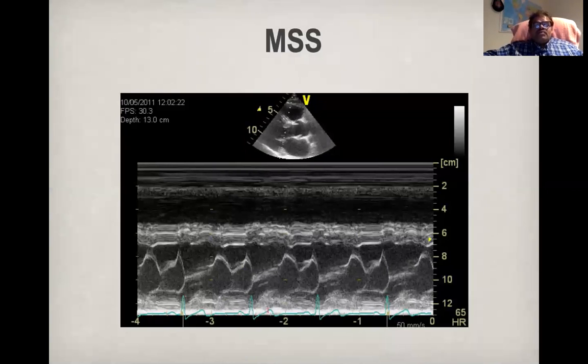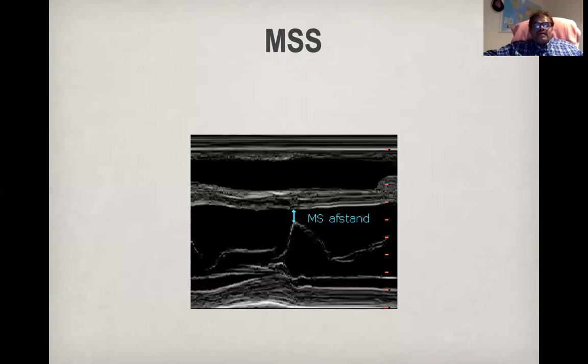Here you'll get such a picture, and you have to measure the distance between the anterior mitral leaflet and the septum during diastole, so that you can see how much the anterior mitral leaflet moves towards the septal wall. It has to be less than 1 centimeter. That means during diastole the ventricle is not that much dilated.